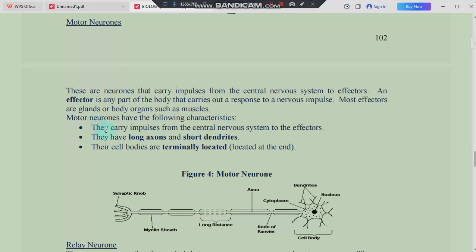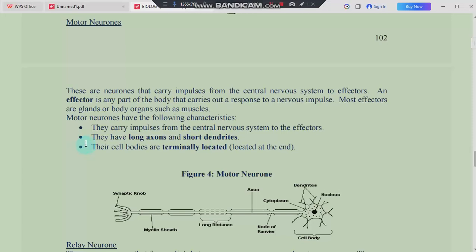Now moving on to what characteristics the motor neurons have. Number one is that they carry impulses from the central nervous system to the effectors. And in the central nervous system, we discussed to say we have the brain, right? So I keep on emphasizing that point. I want you to get it, all right?